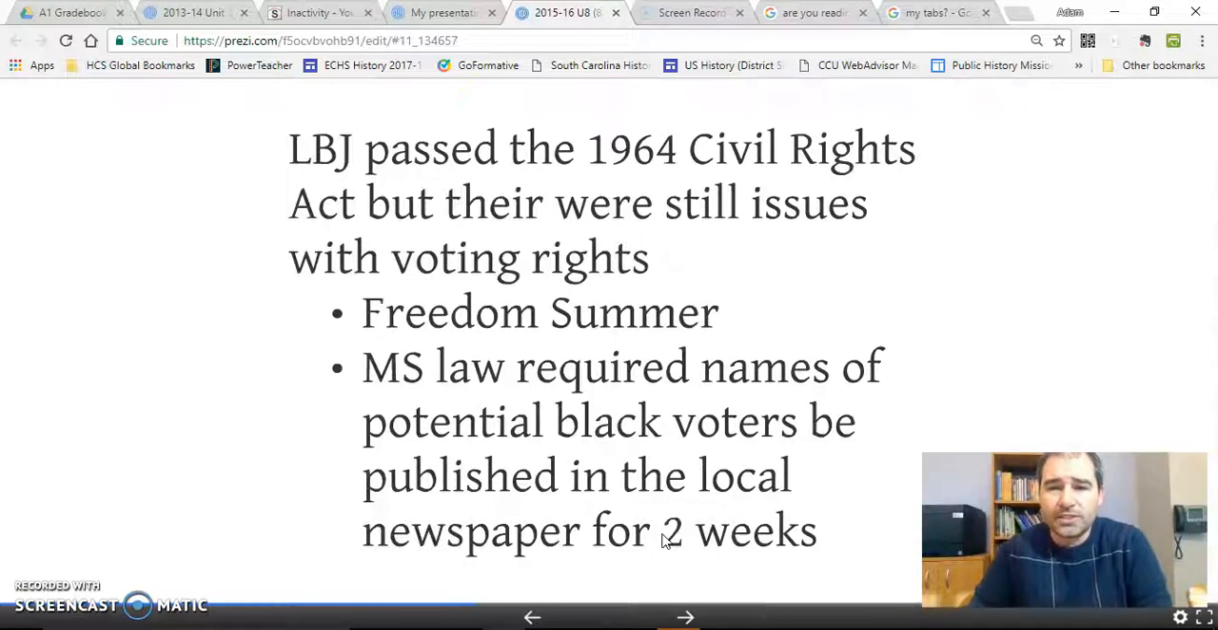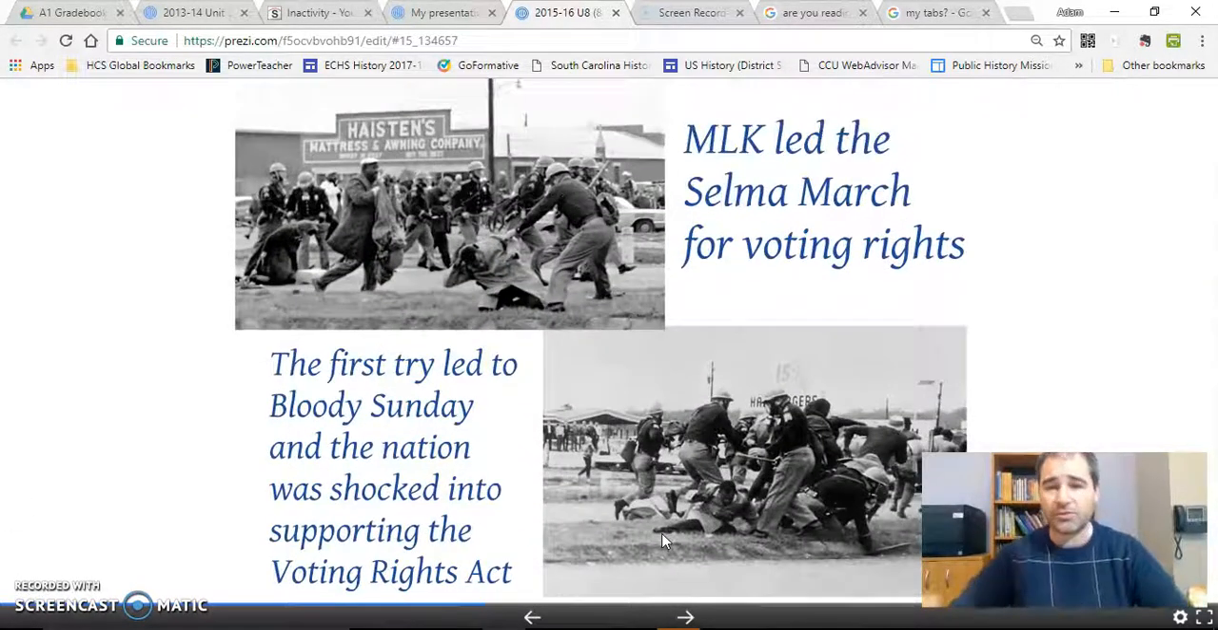But there's still issues with this. We know this, right? In Mississippi, there's a law that actually required the names of potential black voters to be published in local newspapers for 2 weeks. Why? So that they could be threatened and intimidated. So voting rights are still an issue. This is what led to the Selma marches, right?